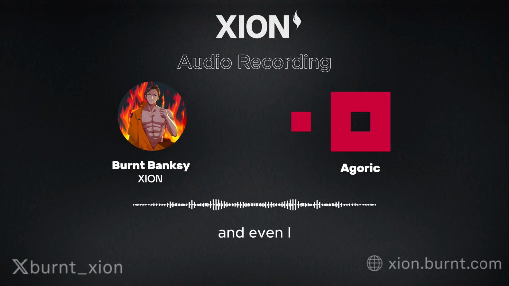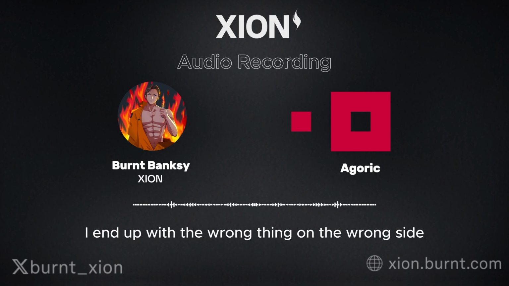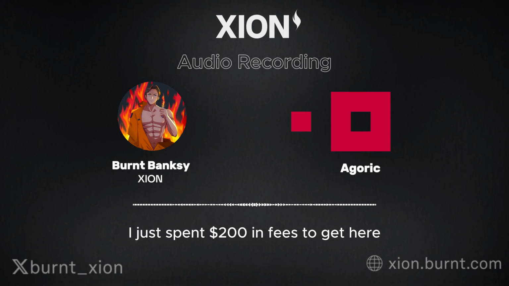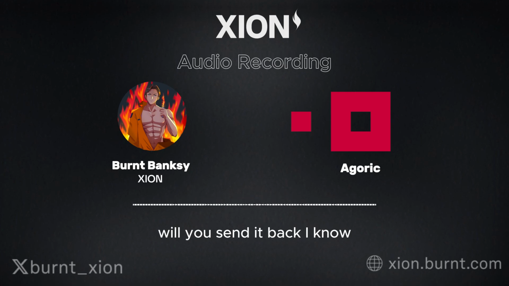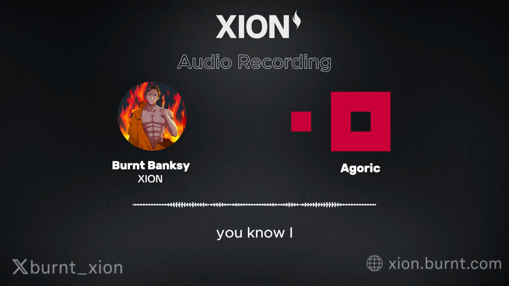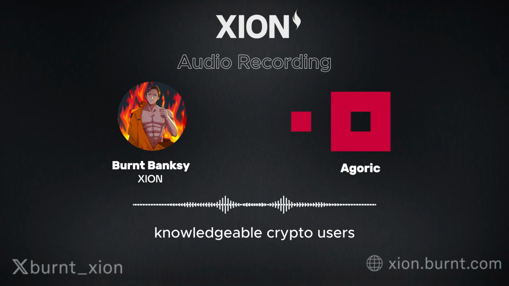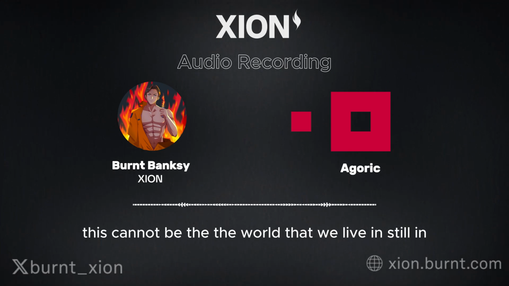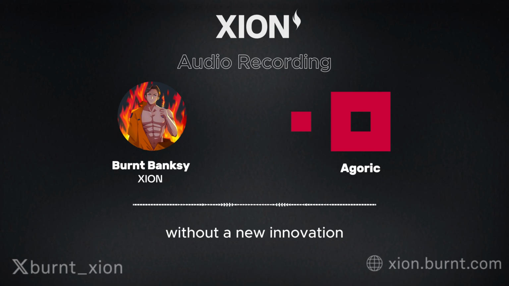Even when I'm trying to move assets across chain, I end up with the wrong thing on the wrong side, and I'm trying to trade something with super low liquidity, and it's like, I just spent $200 in fees to get here, and now it's not even the thing I wanted. And now you don't have ETH in your wallet to resend it back. I know, and I'm probably in the top 1% of knowledgeable crypto users, and this still happens to me. This cannot be the world that we live in still in a couple of years, because really the space will die without a new innovation.